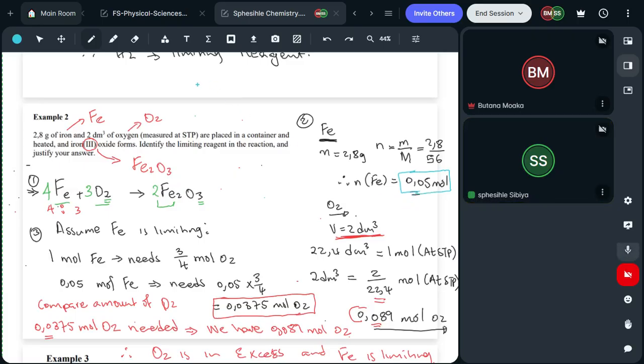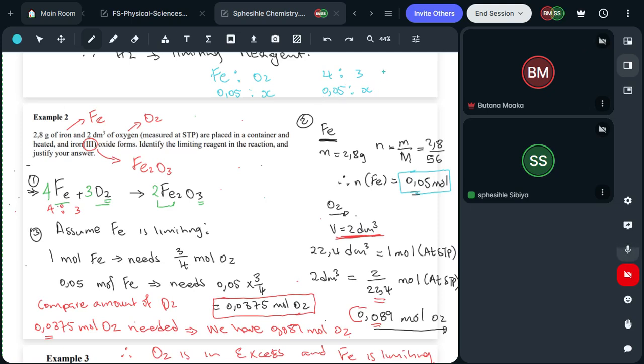I'm not sure if this will work. So we're going to say Fe is to O2, ne? But we know that Fe is 0,05, and this one is unknown, let's say it's X. The mole ratio for Fe is 4 to 3, and then this is 0,05 is to X. So we can use this to find the number of moles of that X.